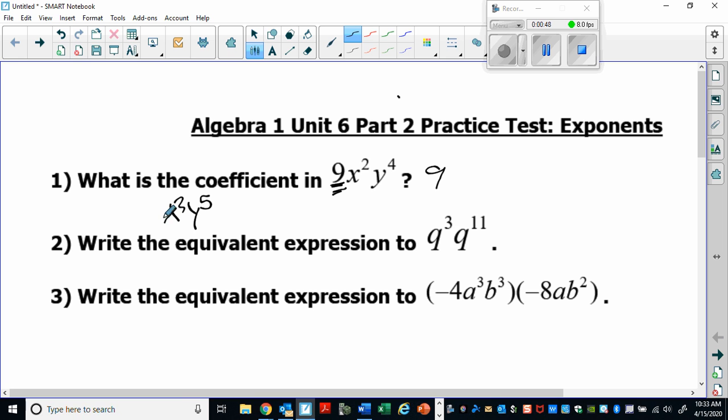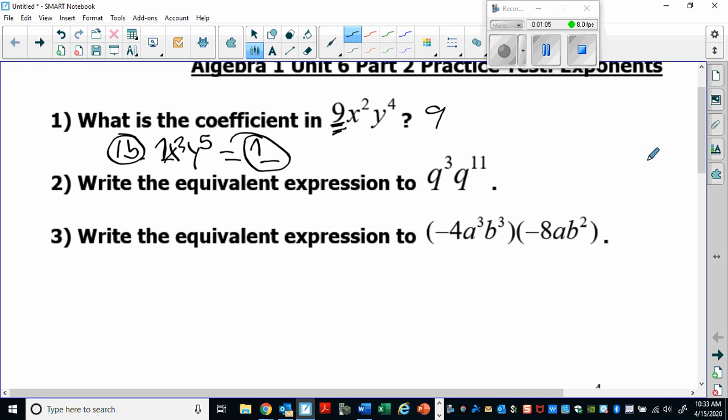there is no number there. Remember, when there's no number, we understand that there's an invisible 1. So in this particular problem, let's call this 1b, 1 would be the answer. All right, let's scroll down to number 2.